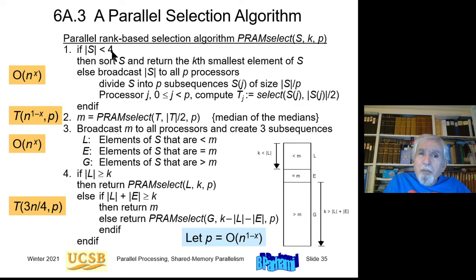Now, if the list is small, then we don't bother to use the parallel algorithm. We just sort S, it's very small, and return the kth smallest element. Otherwise, broadcast the size of S to all P processors. And remember, we have this many processors.